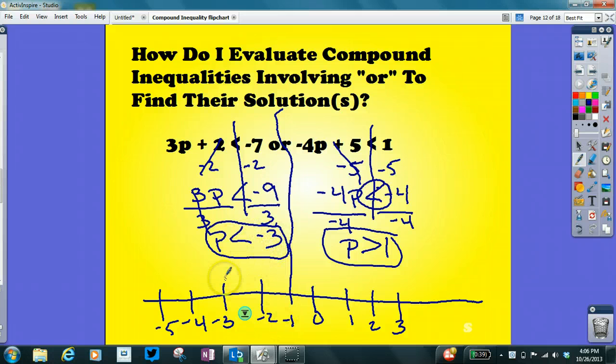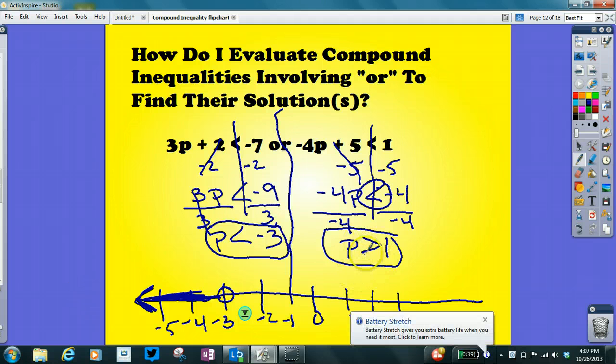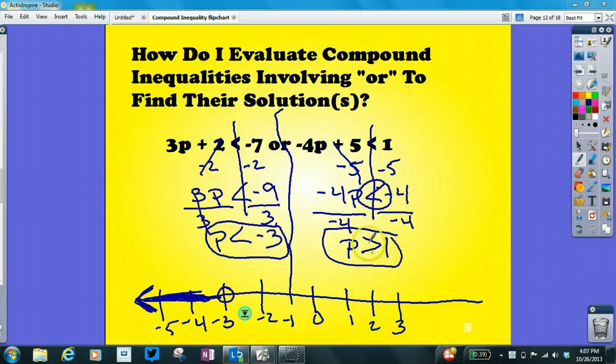So p is less than negative 3. Well, I know open circle, and I know everything has to be less than the negative 3. And I'll put my arrow because it goes on and on and on forever. But then on the other hand, I have or p is going to be greater than 1. Well, if p is greater than 1, again, I put my open circle, and anything greater than 1 is going to be a solution. So that's the difference between and or.